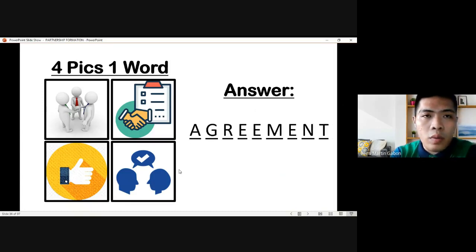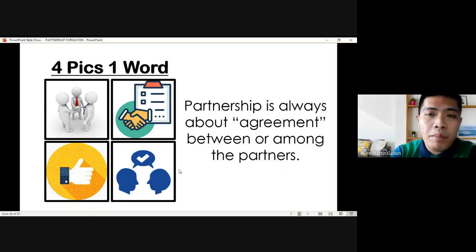The word is agreement. Partnership is always about agreement between or among the partners. Because if there is no agreement, there is no partnership. As long as there is trust and confidence and the partners agree that they are to form a partnership, then a partnership is formed.